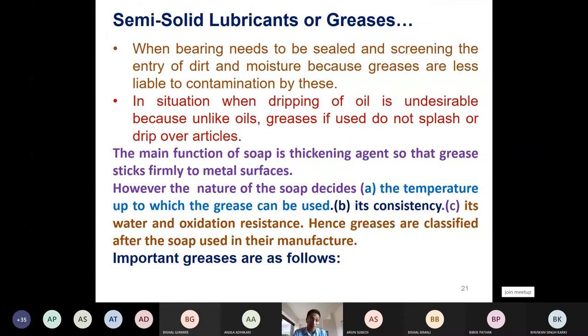Then again, grease is used when a bearing needs to be sealed to screen the entry of dirt and moisture, because greases are less liable to contamination by these. Dirt and moisture cannot easily come in contact with grease. And in situations where dripping of oil is undesirable, unlike oil, greases don't splash or drip over the article.